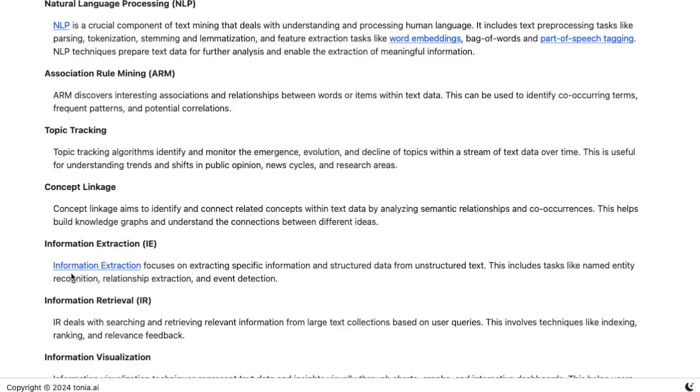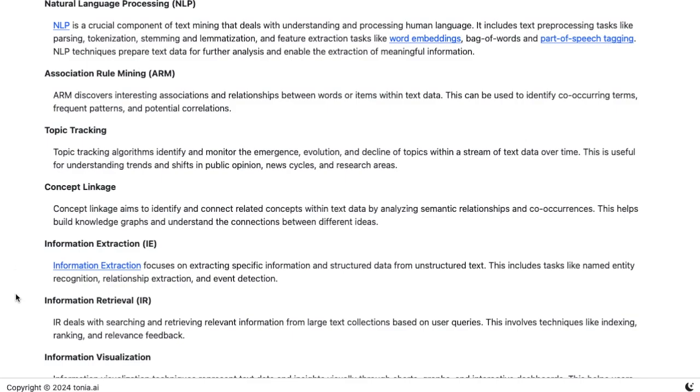Information extraction focuses on extracting specific information and some structured data from the unstructured text. This would include tasks we've talked about, like named entity recognition, extracting relationships between those entities, and doing event detection.